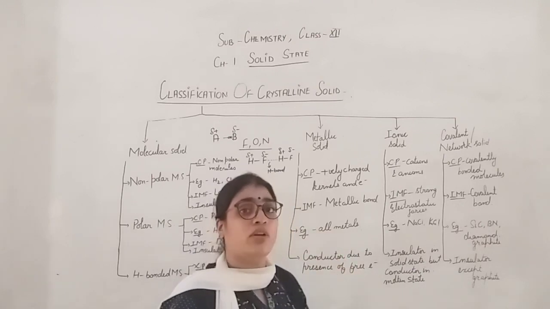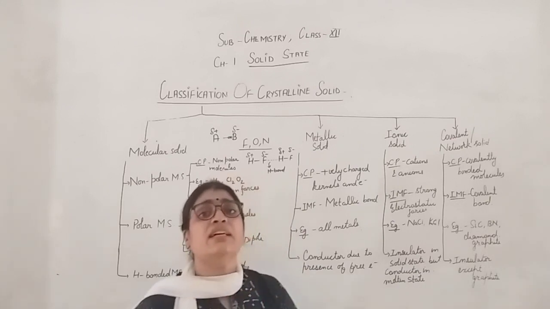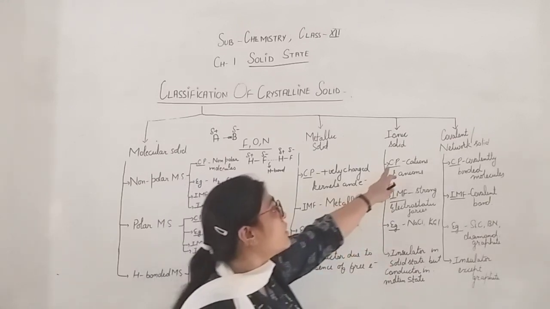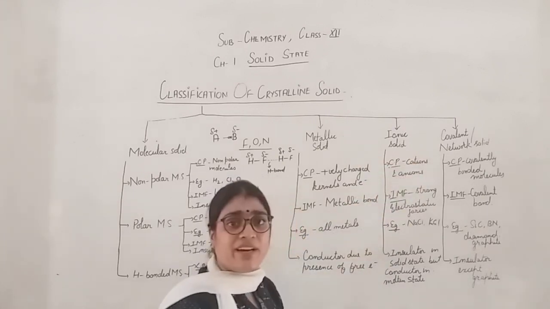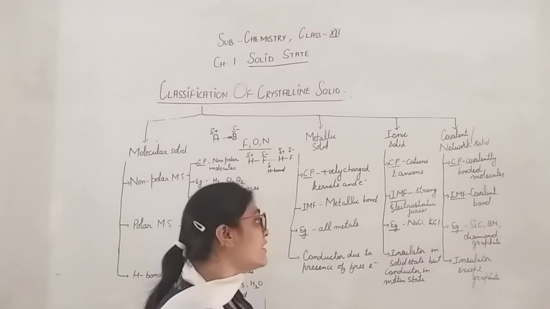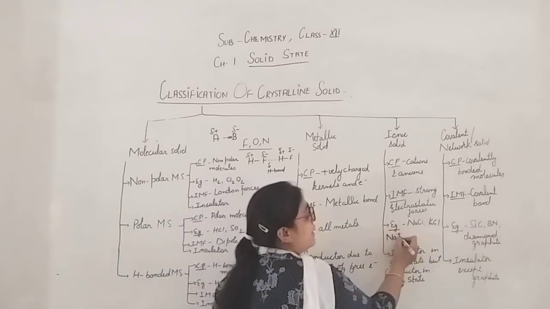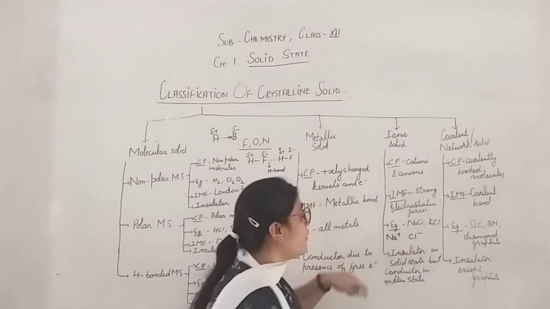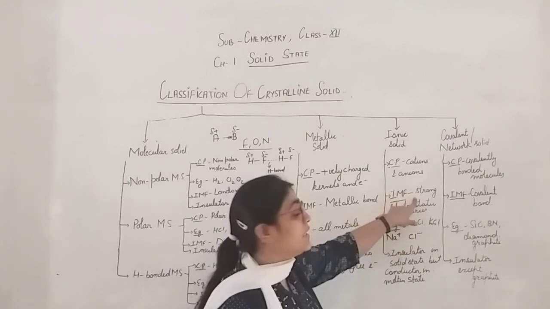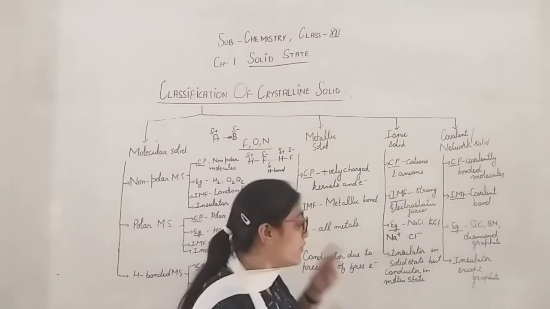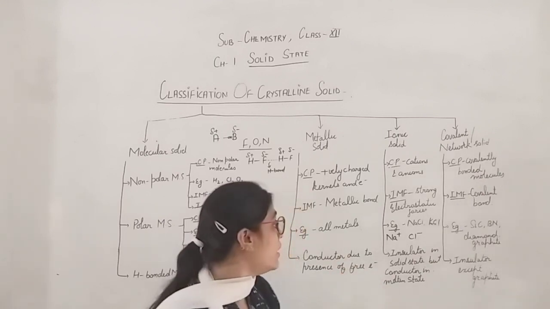Third type of solid is ionic solid. As we know, ionic solid is made up of cations and anions. Cations are positively charged ions and anions are negatively charged ions. So the constituent particles in ionic solid will be cations, that means positive ions, and negatively charged ions. For example, NaCl. In NaCl, the cation is Na positive while the anion is Cl negative. The intermolecular forces between cations and anions are strong electrostatic forces of attraction. These are very strong forces, the strongest forces, electrostatic or Coulombic forces.